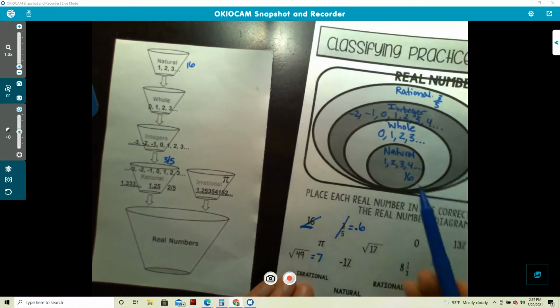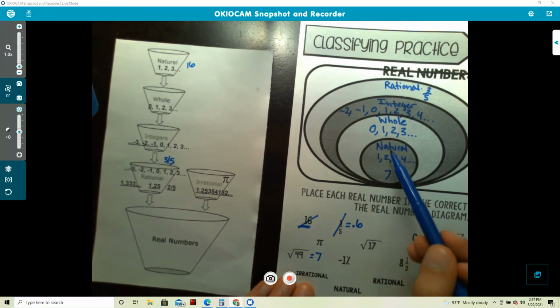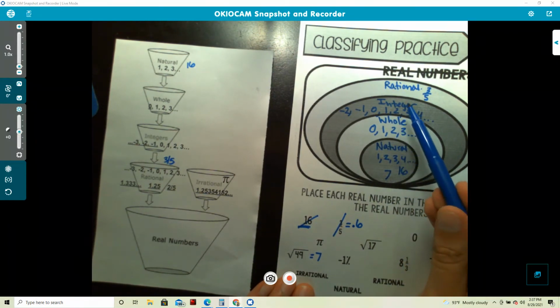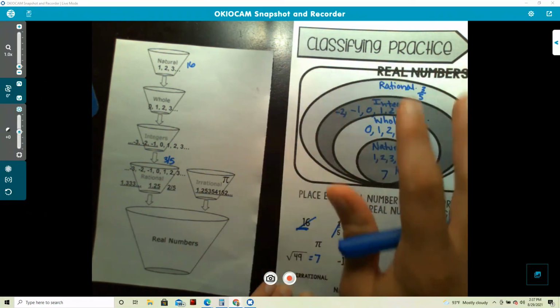So that means, start from the bottom, can we throw 7 into the natural section? Yes, we can. So we can stop right there. So that means 7 is also natural, it's a whole number, it's an integer, it's rational, and it's a real number. So 7 is all of these categories, everything except irrational. So you got to be careful with that when you're taking a test. You have to know how numbers relate to each other.